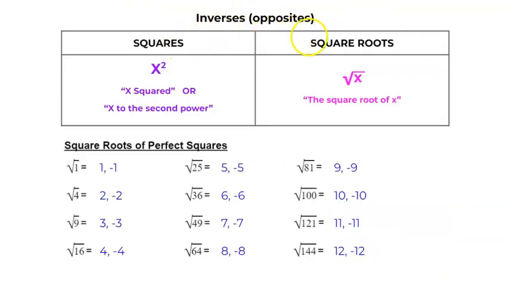Reminder that squares and square roots are inverses or opposites, so they undo each other, just like addition and subtraction and multiplication and division. And then there's your chart, square roots of perfect squares. Reminder, we do take the positive and the negative in this case. So the square root of 1 is 1 and negative 1. The square root of 4 is 2 and negative 2. Reminder, your calculator will only give you the positive case, but then you just include the negative case as well. This chart goes up to 12, so the square root of 144.